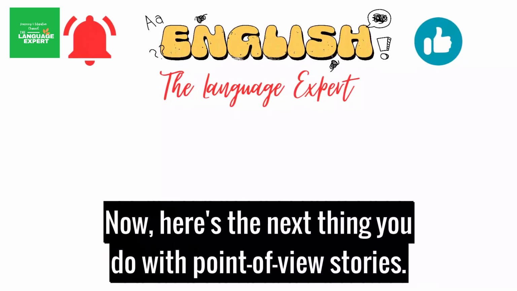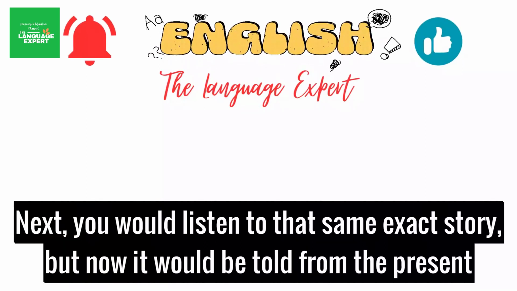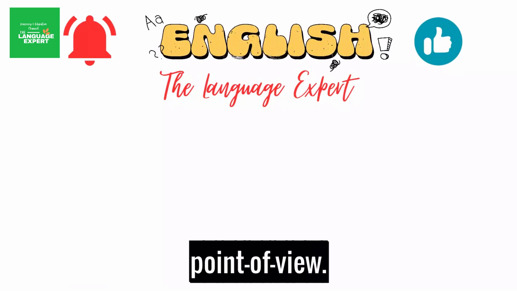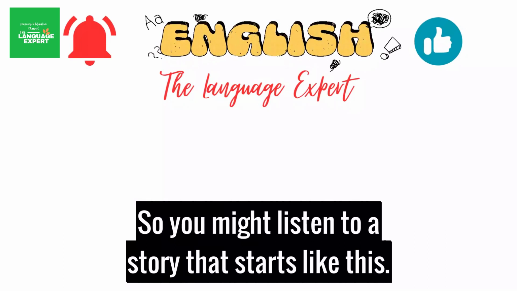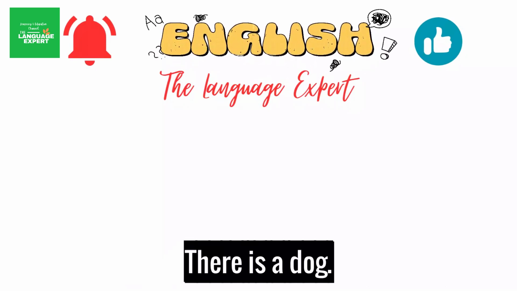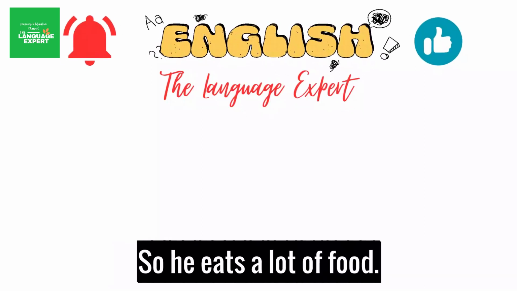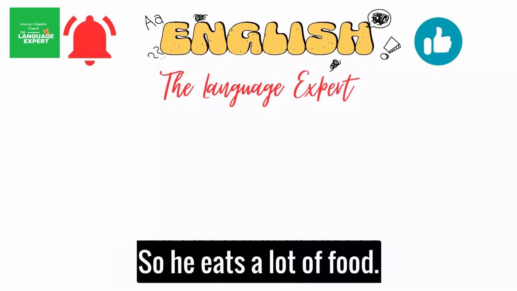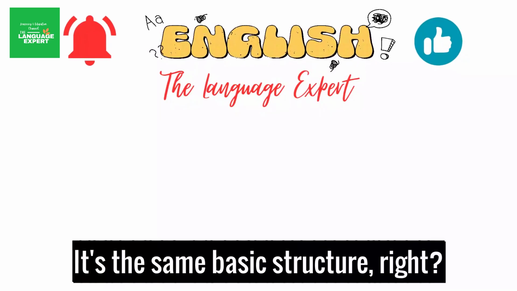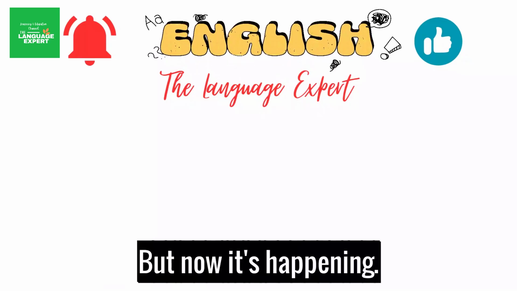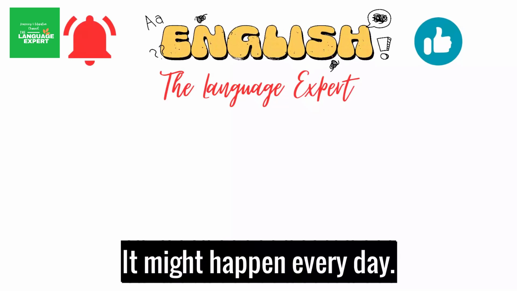Now here's the next thing you do with point of view stories. Next, you would listen to that same exact story, but now it would be told from the present point of view. So you might listen to a story that starts like this. There is a dog, and right now he's very hungry. So he eats a lot of food. Now again, this isn't a real story, but it gives you an example. It's the same basic structure, right? The same basic story, but now it's happening now. It's happening today. Or it might happen every day.